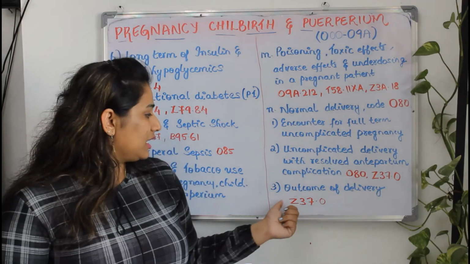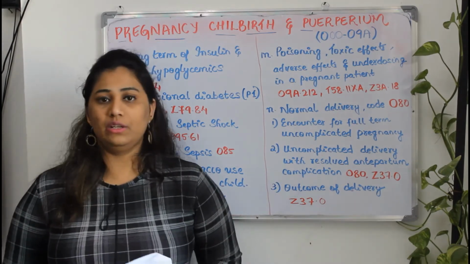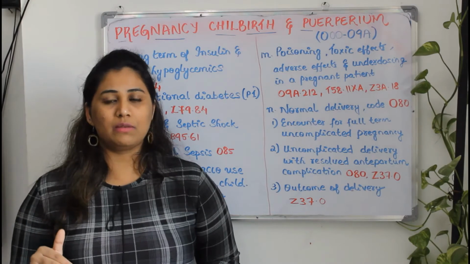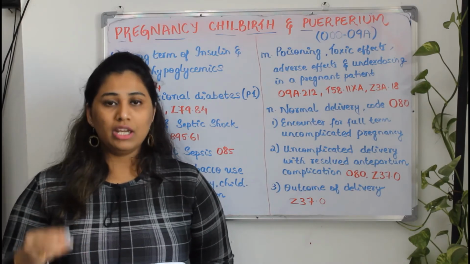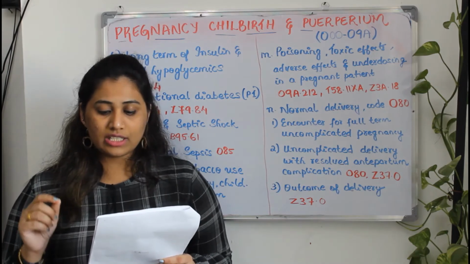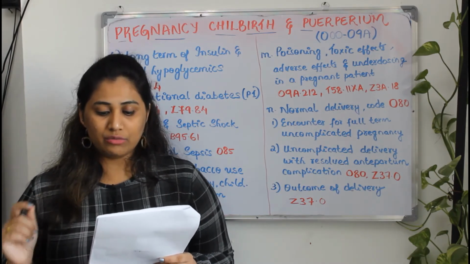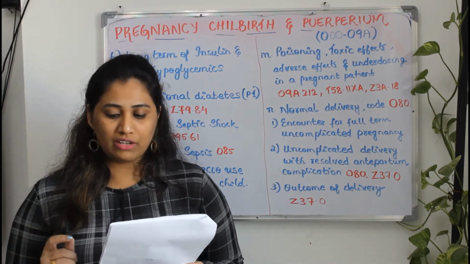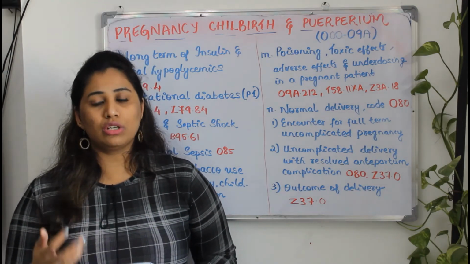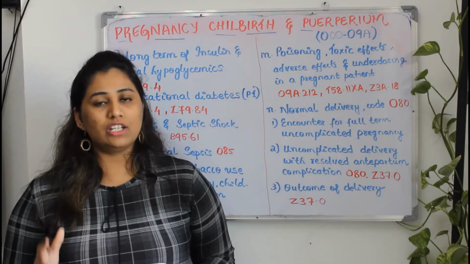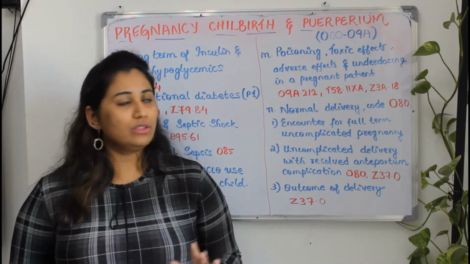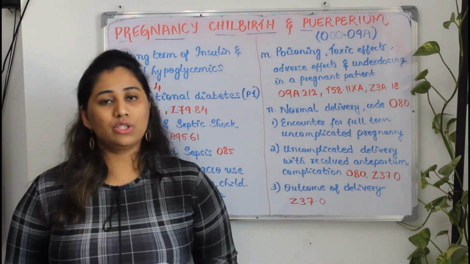So, the next one is outcome of delivery. It is Z37.0, outcome of delivery. From the beginning of the chapter I am telling you, it is nothing but the baby, so for that you need to code Z37.0. Z37.0, single live birth, is the only outcome of delivery code appropriate for use with O80. That means we need to club it only with O80 normal delivery. We should not code it with any other codes. So, these are the main points which we need to discuss.